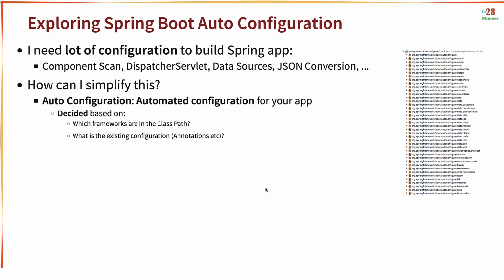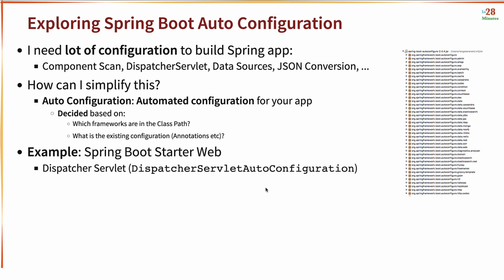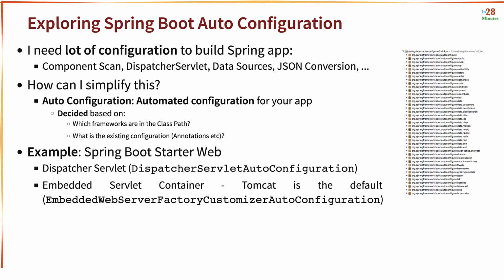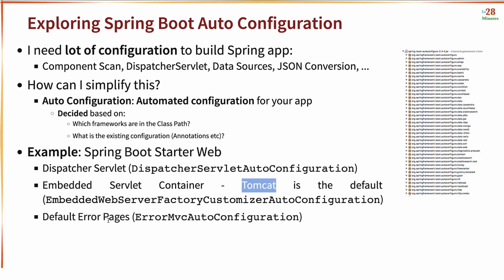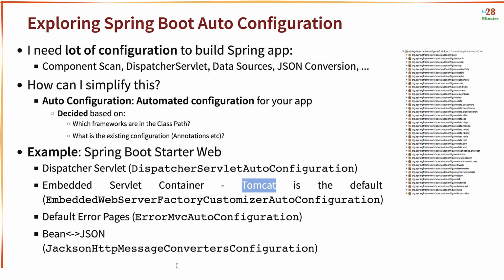So what we are looking at is the fact that Spring Boot auto configures a lot of things for you based on the frameworks which are present in the class path. A good example is Spring Boot Starter Web. When you're using Spring Boot Starter Web, all these things are automatically auto-configured for you: a dispatcher servlet, an embedded servlet container. We want to use Tomcat to run our application, so by default, Tomcat is auto-configured. Default error pages are auto-configured for you. And also, we saw that JSON conversion is auto-configured for you.